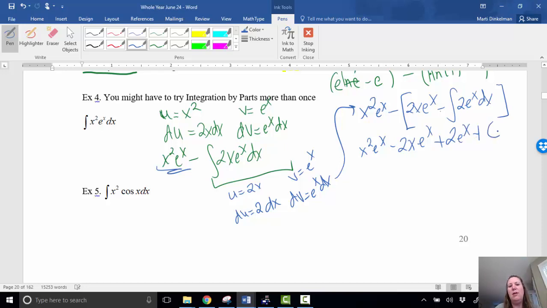So simple enough, but what if I have an x cubed there and I have to do it 3 times? So I'm going to show you one more way to get this, and that's using a table. This table doesn't always work. It only works if u is a polynomial.